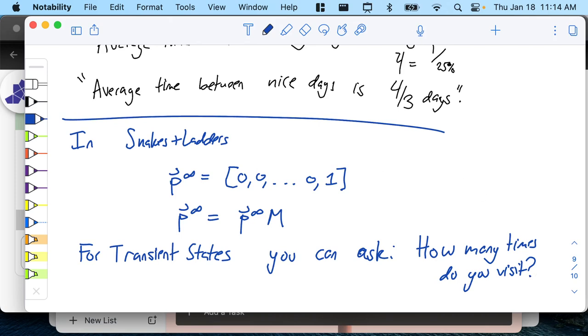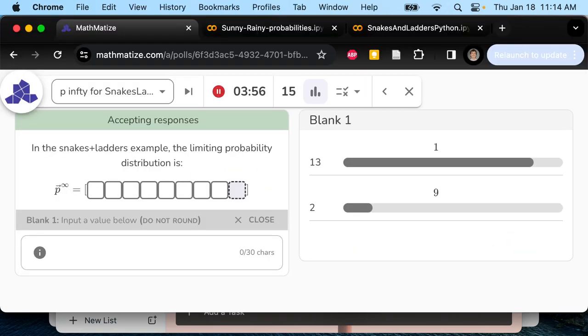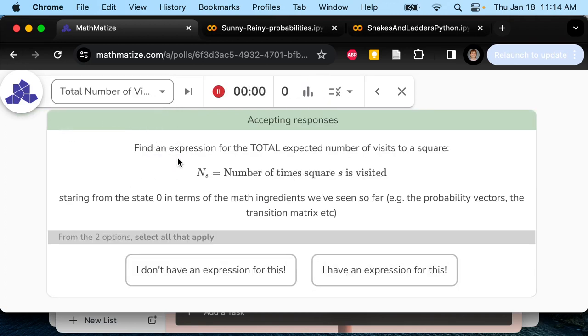And in fact, that is what I want you to do in the next mathematized question, which I believe is probably the last one we'll do. So find an expression for the total number of visits to some square S. So S could be square 0, square 1, square 2. Write down an expression that is the number of times that the square is visited.